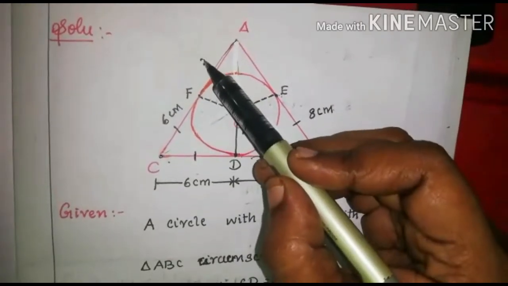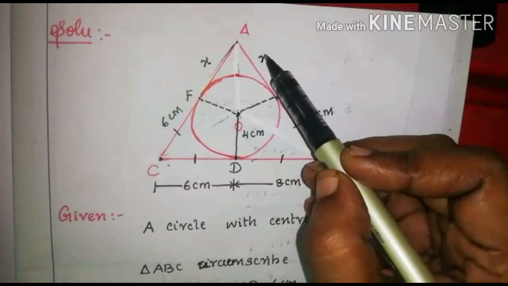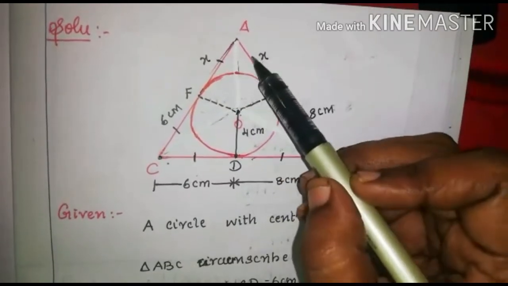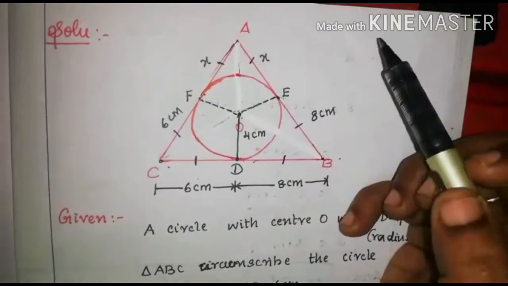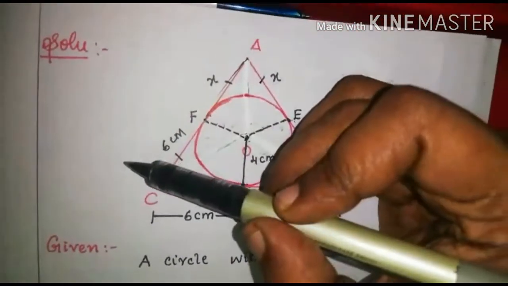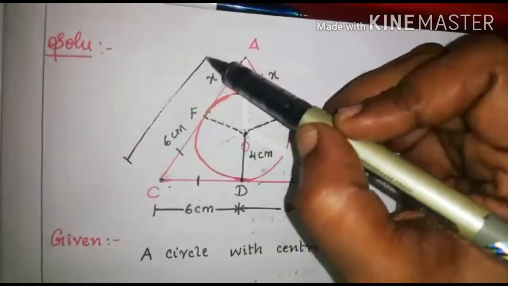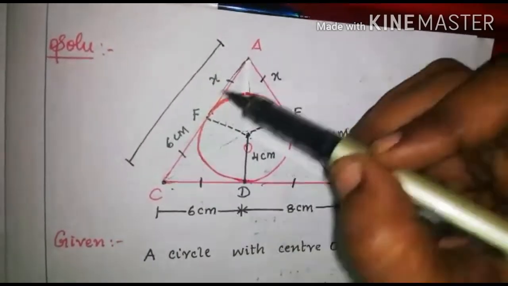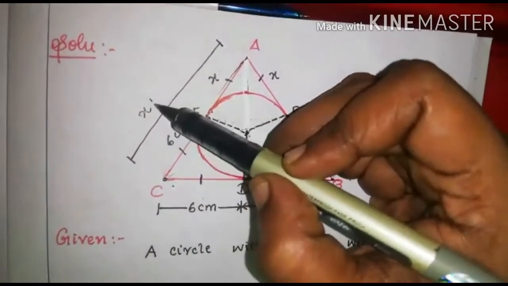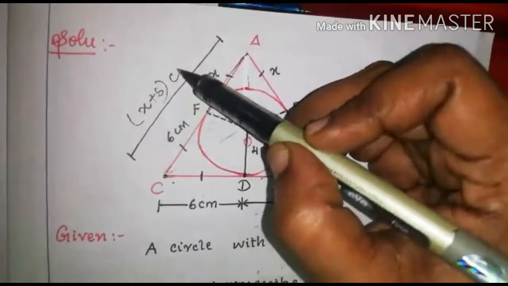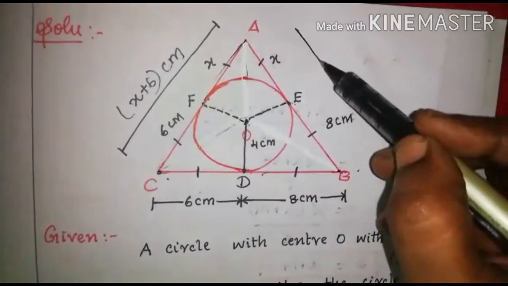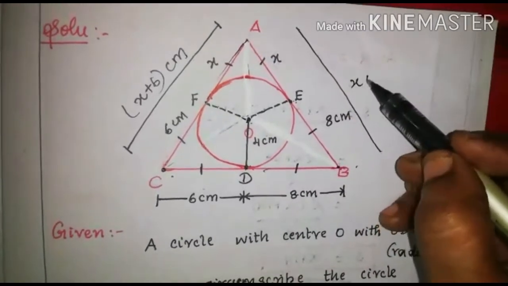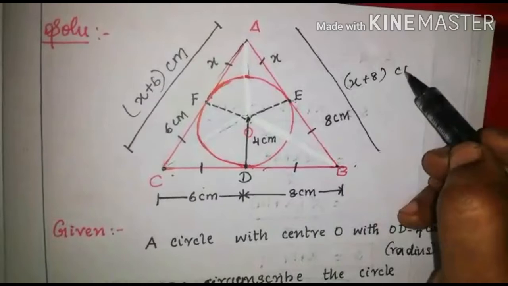So let us assume some x here. So the same x will be on the other side because they are equal in length. So this side we have assumed it as some x, so the other side also the same x. Now what will be the length of the total side AC? So now the length of the side AC is x plus 6 centimeter. Likewise, what is the length of the side AB? That is also x plus 8 centimeter.